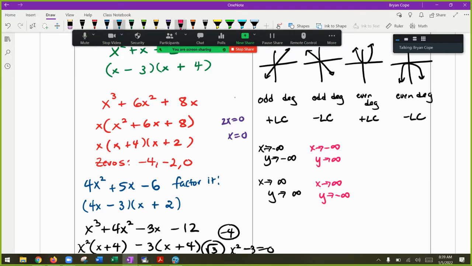All right. Next, this one, as x goes to negative infinity, y goes to positive. And as x goes to positive, y goes to positive. And then finally, as x goes to negative, y goes to negative. And as x goes to positive, y goes to negative. Those are the 4 cases that we studied for end behavior.